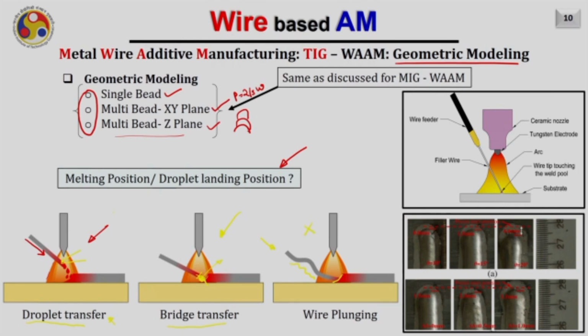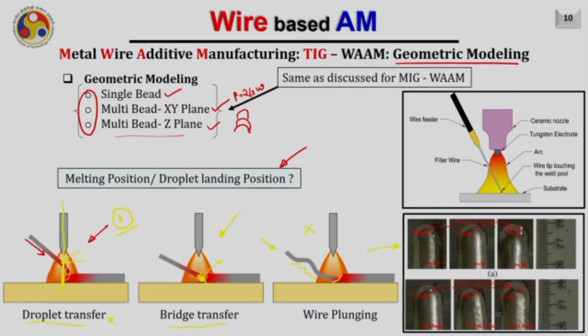However, the first case is also not desirable because you may end up landing the droplets offset from the axis where you want to deposit the material. Some errors corresponding to that are shown in this diagram. Here, if you see, there is an offset in the deposition material. It is not exactly melting at the axis of the tungsten or at the center. It is melting slightly before that.